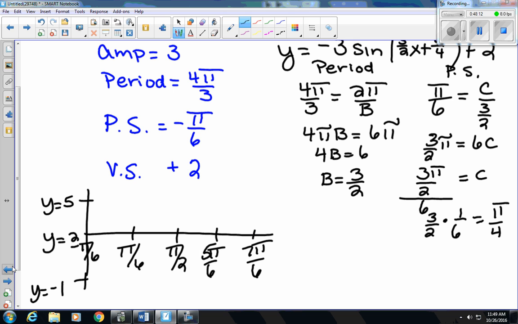I'm worried about this right here. What is 5 pi over 6 plus 1/3? 7 pi over 6. That's what I need to double check every time. If I've done phase shift plus period equals ending point correctly, when I add my last interval, I'll end up at that last point.